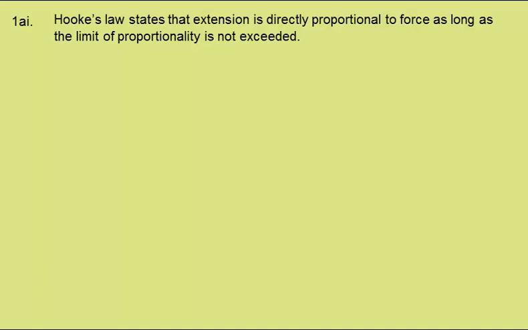proportionality is not exceeded. In part 2 we need to state which two features of the graph confirm that the spring obeys Hooke's law over the range of values tested. Well, the graph is a straight line and passes through the origin.